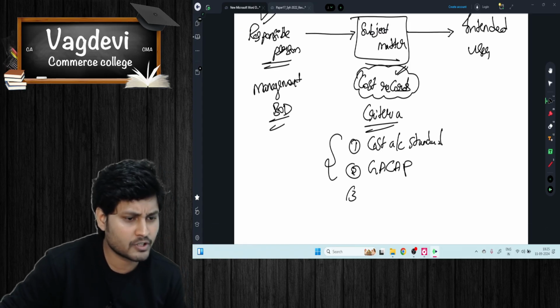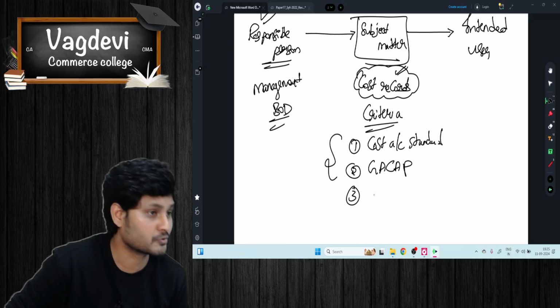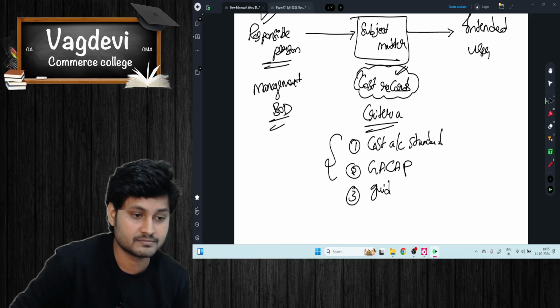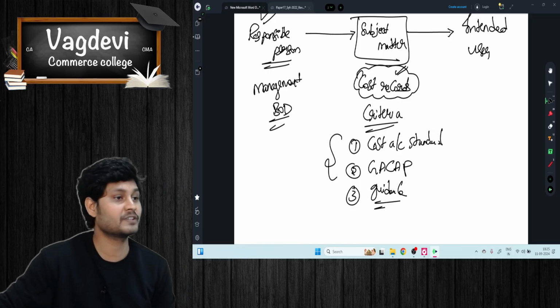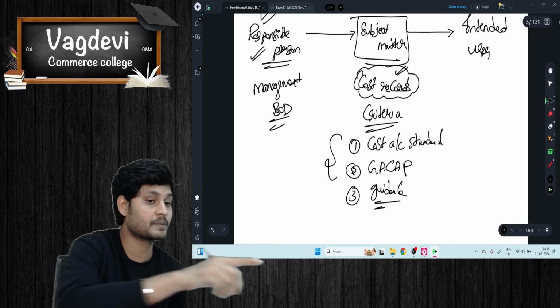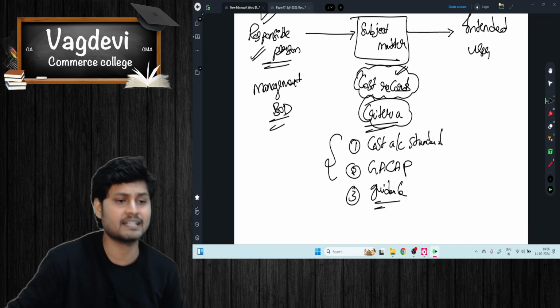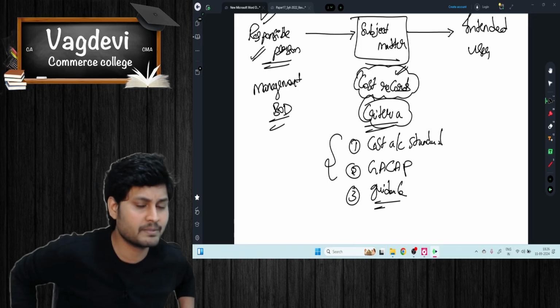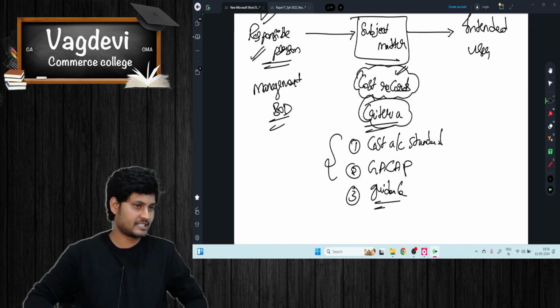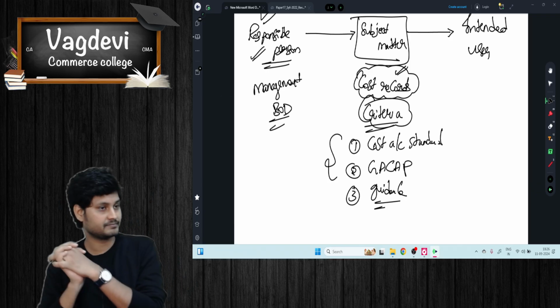And the Institute of Cost Accountants of India will release some guidance notes. And that guidance note is also to be followed by the responsible persons for the purpose of preparation of what? Cost records. So what comes under criteria? It may be cost accounting standards, it may be generally accepted cost accounting principles, it may be the guidance notes which are issued by ICMAI.